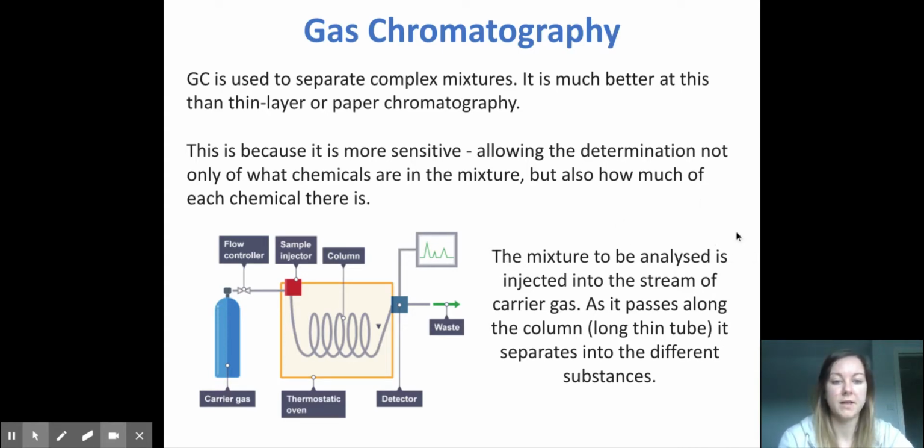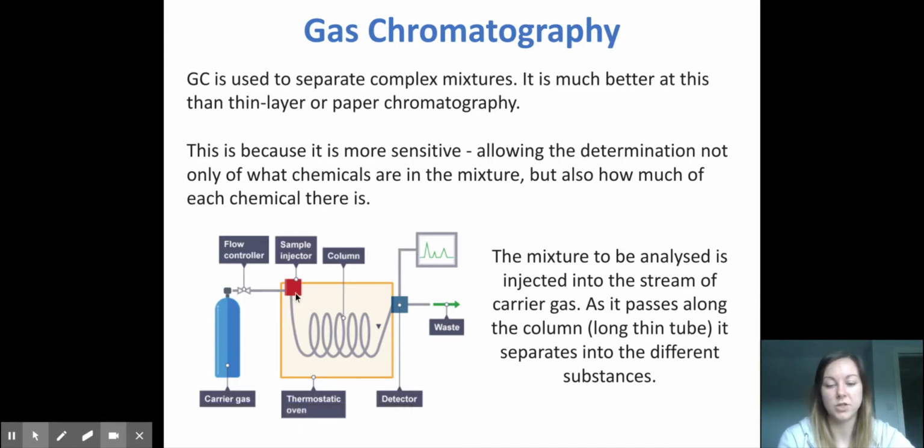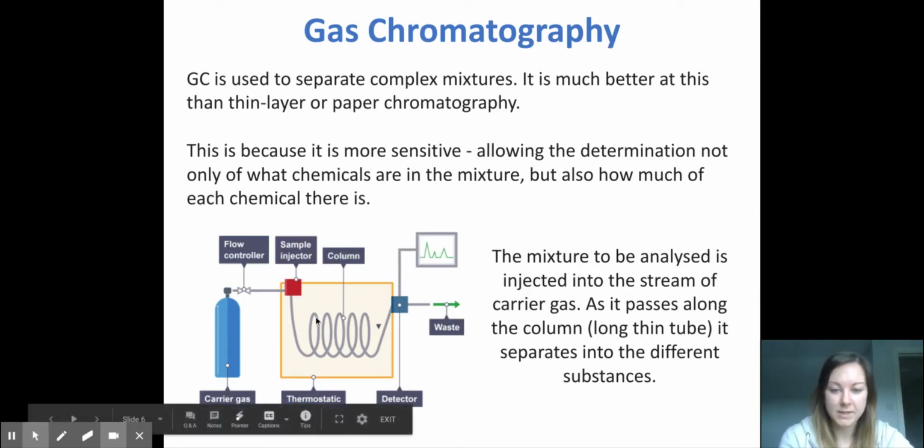So the mixture to be analysed is injected, so you only need very small amounts of the liquid, into a stream of carrier gas. So that's what you can see here, and that's where the sample injector is, where you inject your substance. It then passes through this column here, which is just a thin tube, and that separates it into the different substances.